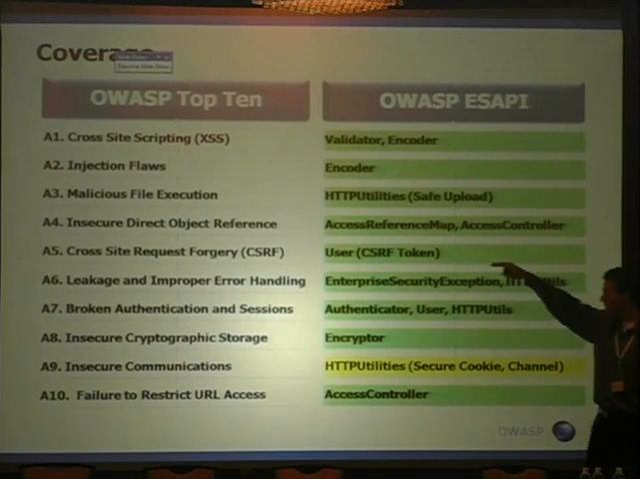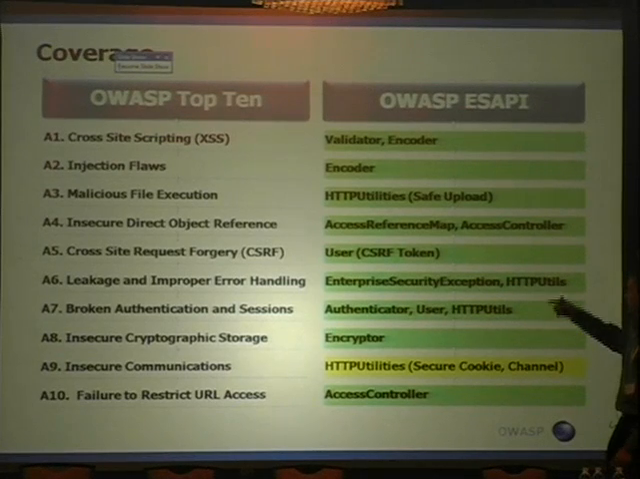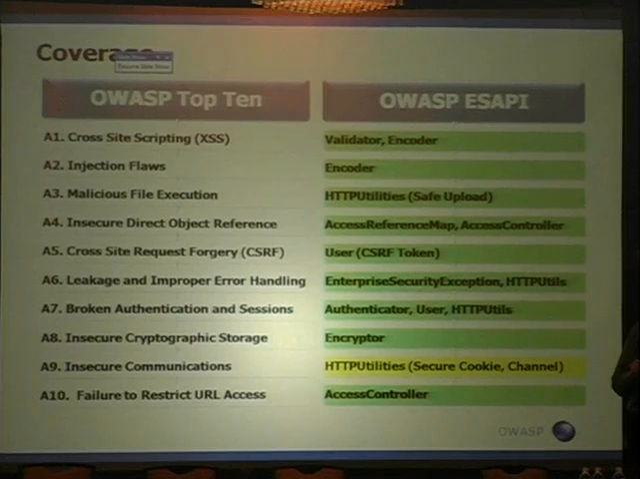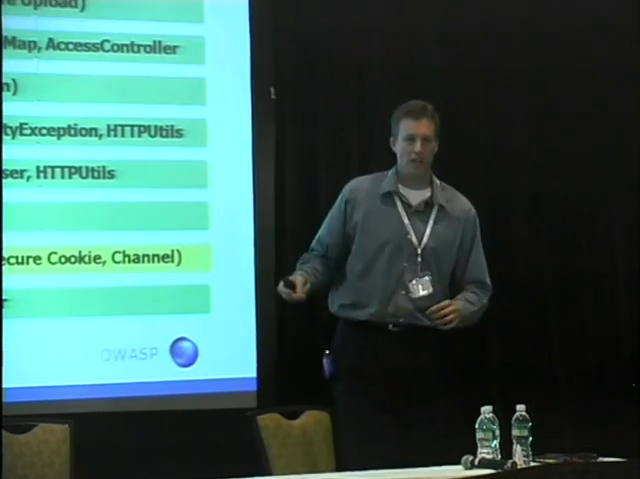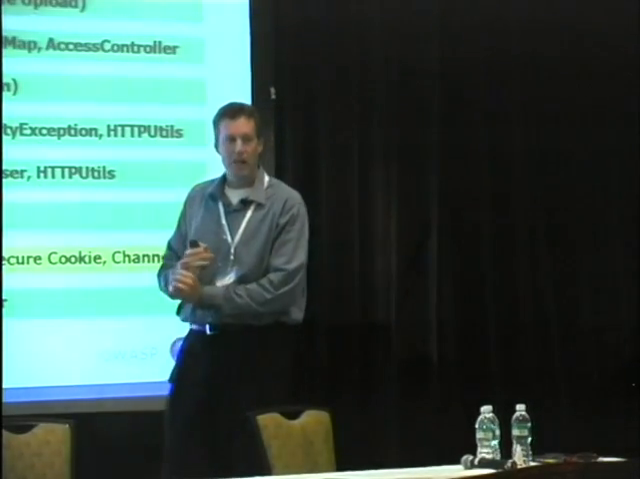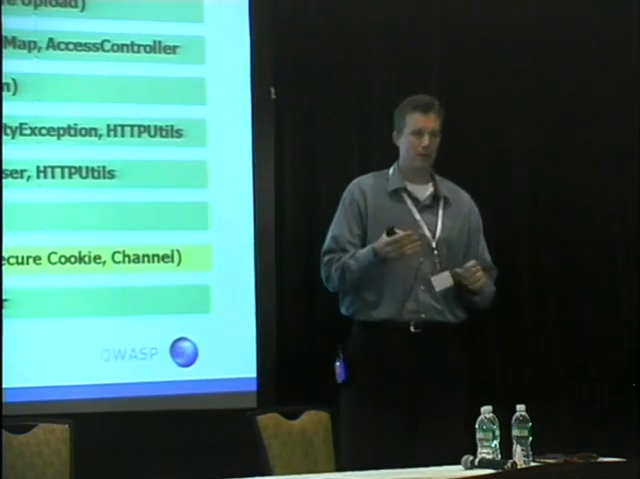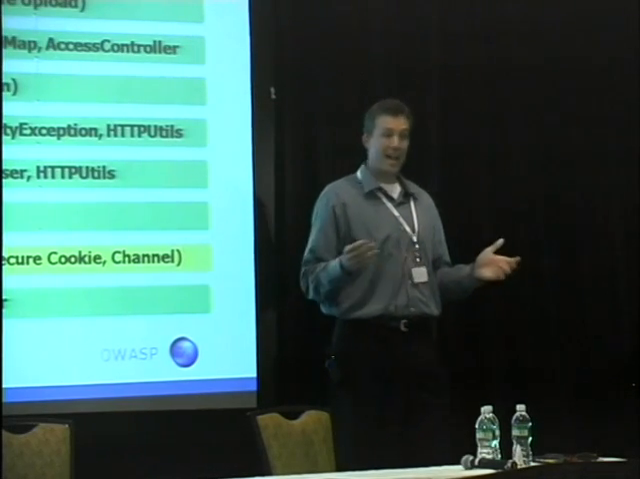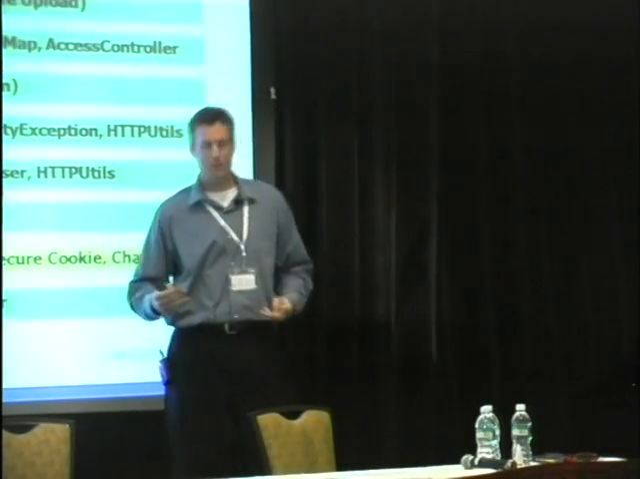I talked about the access reference map for insecure direct object references. We've got CSRF protection built in. There's a token system built in, all based on strong crypto under the hood. There's the exception handling stuff so that you get good error messages and good logging. We've got broken authentication and sessions. We've got a lot of stuff in there about authentication and session cookies in particular. So anytime you set a cookie, we can have it set the secure flag and the HTTP only flag on that cookie. So I don't know if you followed the recent discussion of surf jacking. ESAPI's got protection against that kind of attack where people are stealing cookies out of the browser.